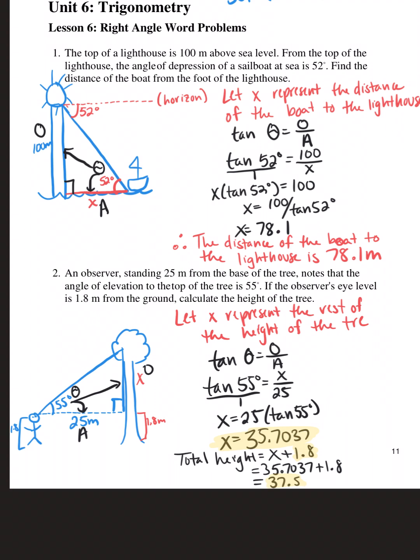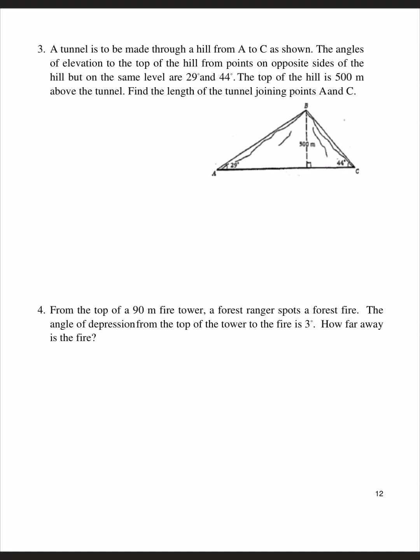So we'll just wrap it up with a therefore statement. So therefore, the height of the tree is 37.5 meters. We'll look at a few more.